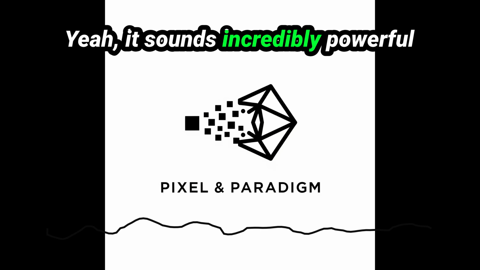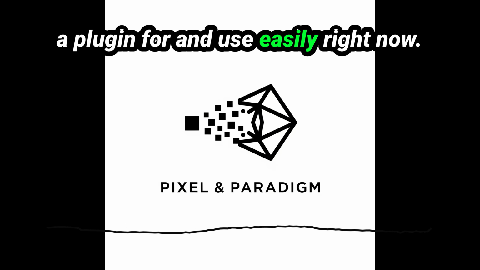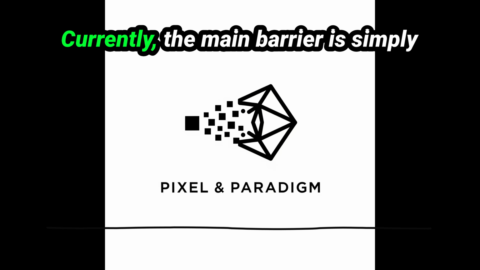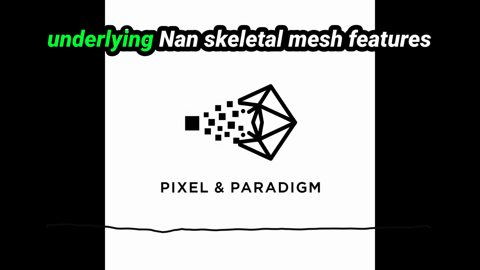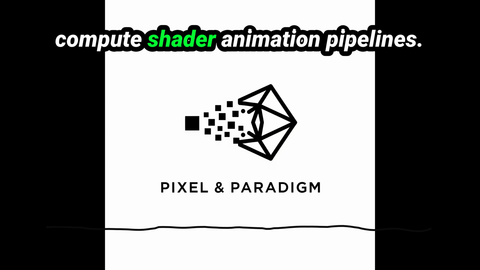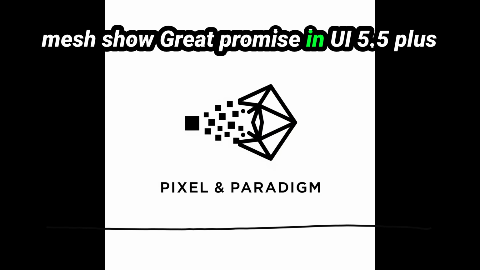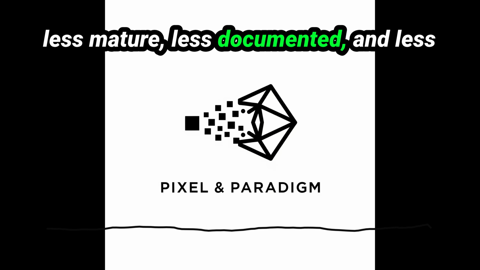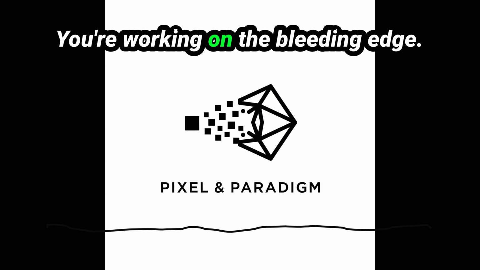Yeah, it sounds incredibly powerful in theory, but it also sounds like it's not something you can just download a plugin for and use easily right now. Absolutely not. It's definitely an advanced endeavor with significant hurdles currently. The main barrier is simply the experimental nature of both the underlying Nanite skeletal mesh features and the process of developing custom compute shader animation pipelines. While features like Nanite skinned mesh show great promise in UE 5.5+, the overall system is significantly less mature, less documented, and less battle-tested than the WPO workflow. You're working on the bleeding edge.